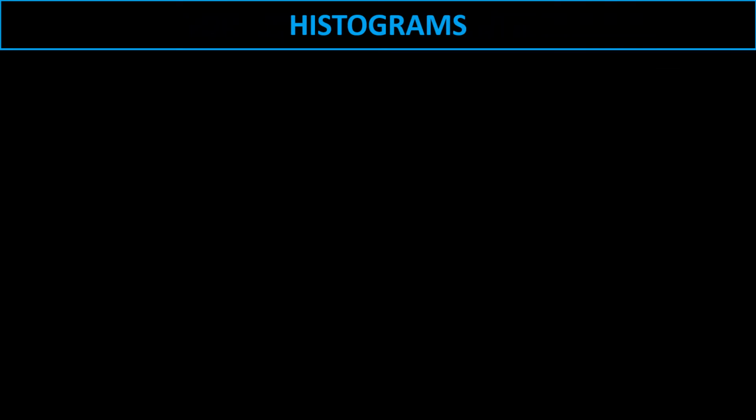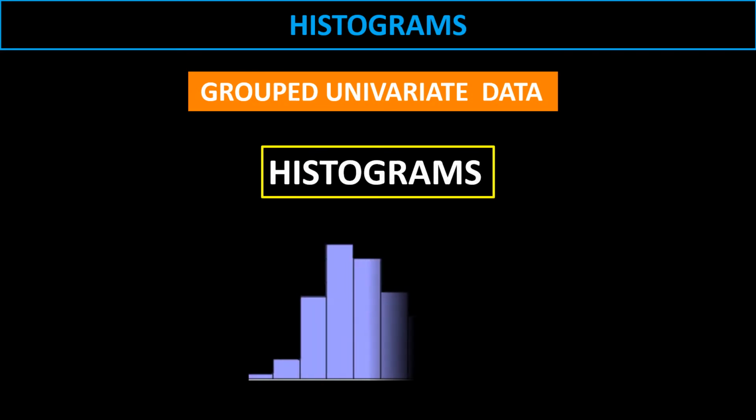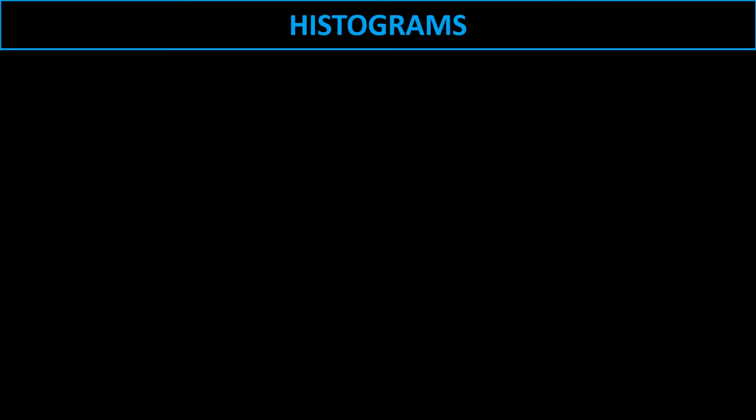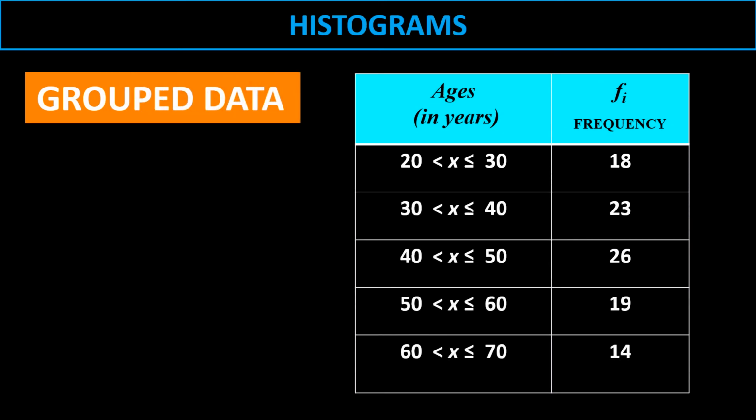We're going to look at another representation of grouped univariate data. In this case, we're going to look at histograms. So first of all, it's going to be grouped univariate data, and we're going to look at histograms, and this is what the histogram is going to look like. So let's see. Let's take some grouped data. Again, we take the same example. We've got ages, and we're going to represent this now with a histogram.